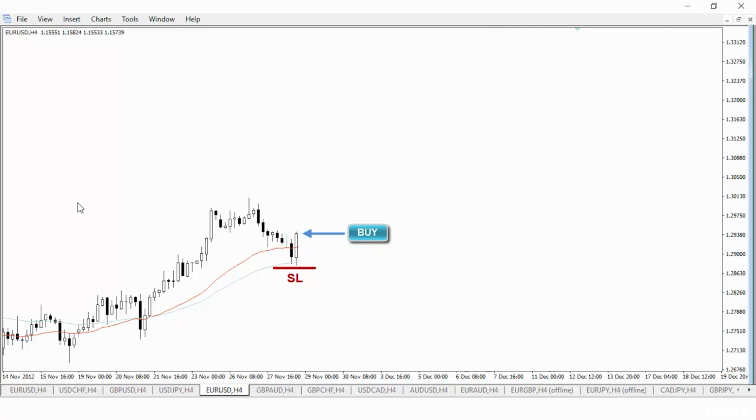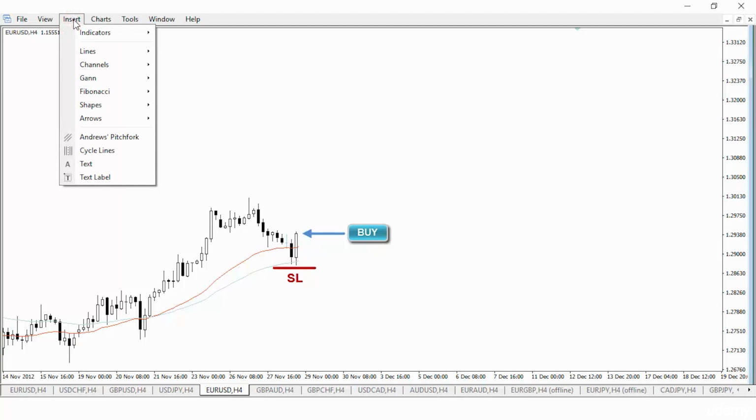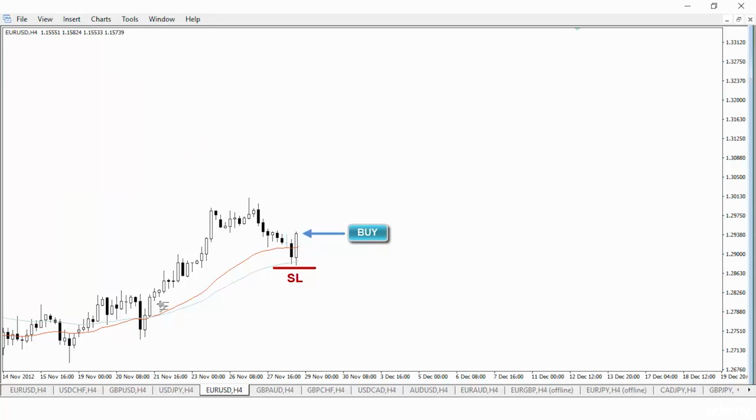Well, we will use the Fibonacci expansion tool to see which levels we can consider to target as our profit for this trade. To use the Fibonacci expansion tool on the MetaTrader terminal, click the Insert tab at the upper left corner. Then go to Fibonacci and from here click and select Expansion from the list. Now it's time to draw the Fibonacci expansion levels.